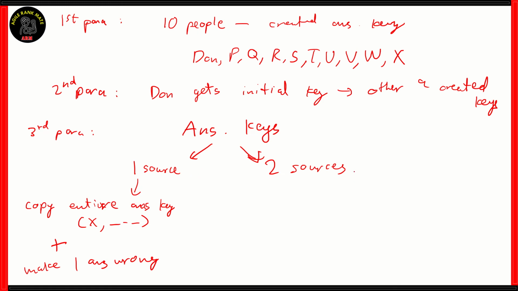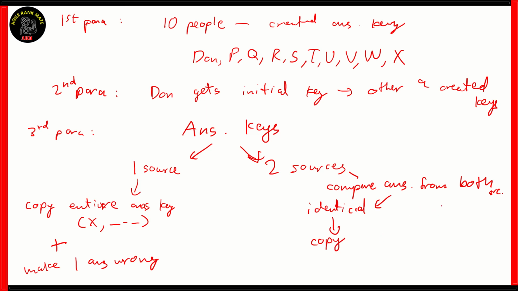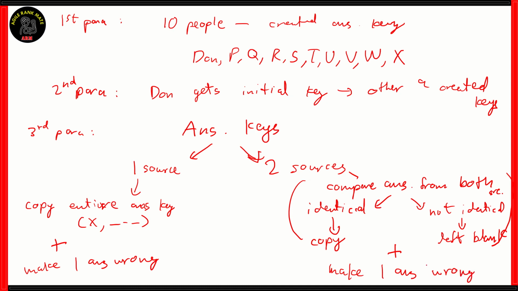Now, what happens if you have 2 sources? Now, if you have 2 sources, what you do is you compare the answer of each question from both sources. So, if the answers are identical, then you copy them. And if the answer is not identical, then it's left blank. So this is when you have 2 sources. And finally, after all of these processes, then they will make one answer wrong. So that's a step which is common for both people with one source and people with 2 sources. So these are the information that we've gained from the third paragraph.